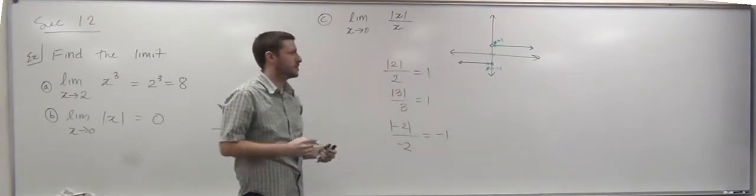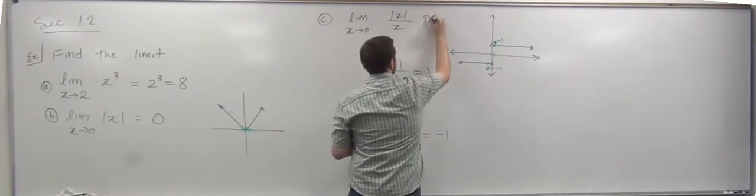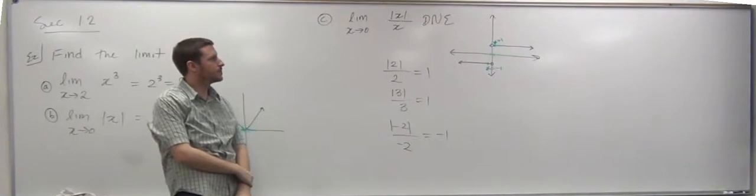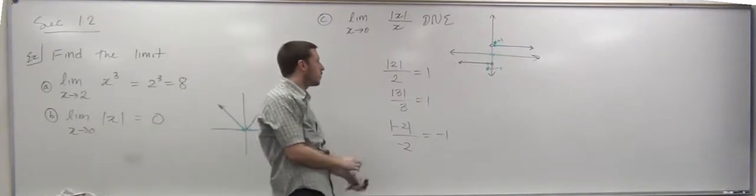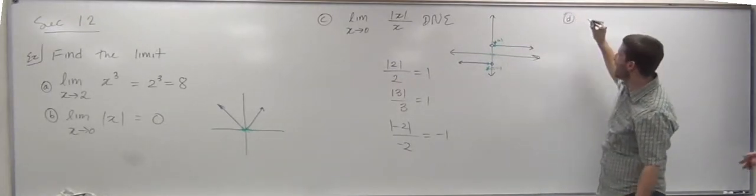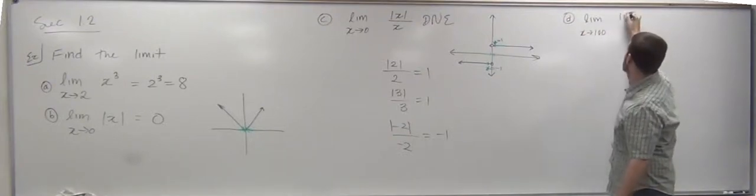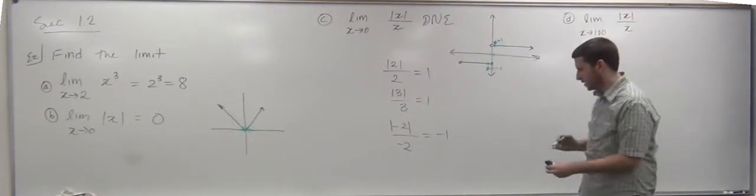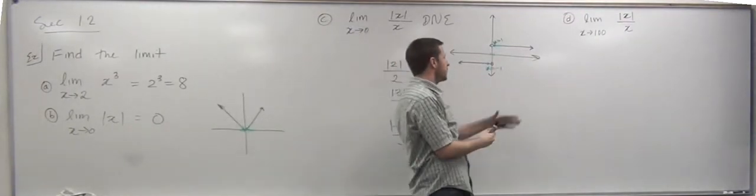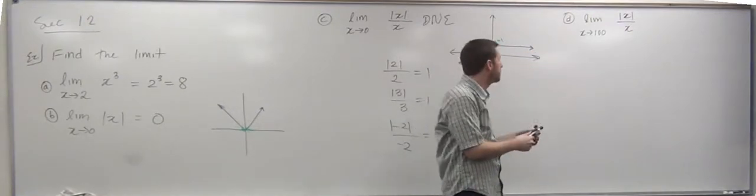So what's your overall answer for this limit? Does not exist. This limit does not exist. What if I gave you instead the limit as x goes to 100 of absolute value x over x? That's 1, because at the x value of 100, there's no problem. At the x value of 100, you're up at 1.